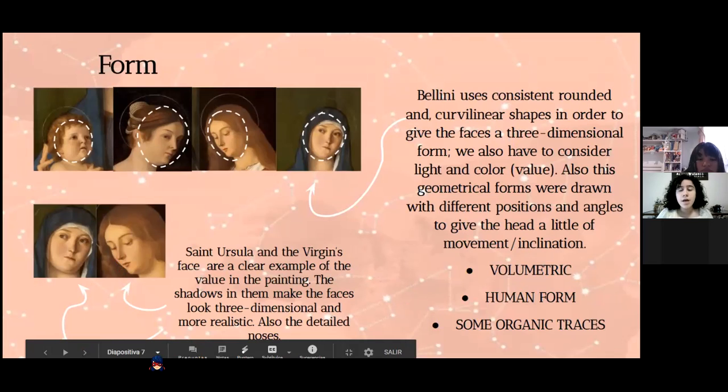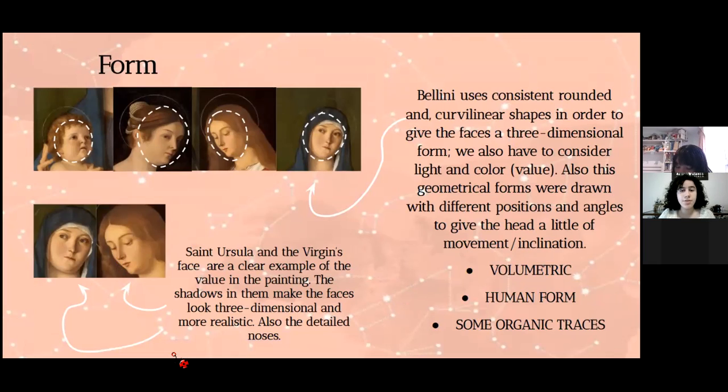Then we have form. We notice that Bellini uses consistent, rounded, and curvilinear shapes in order to give the faces a three-dimensional form. So he goes from simple shapes to more complex forms. We also have to consider light and color, but also value, as important elements to give this three-dimensional effect. Also, these geometrical forms were drawn with different positions and angles to give the head a little movement and inclination.